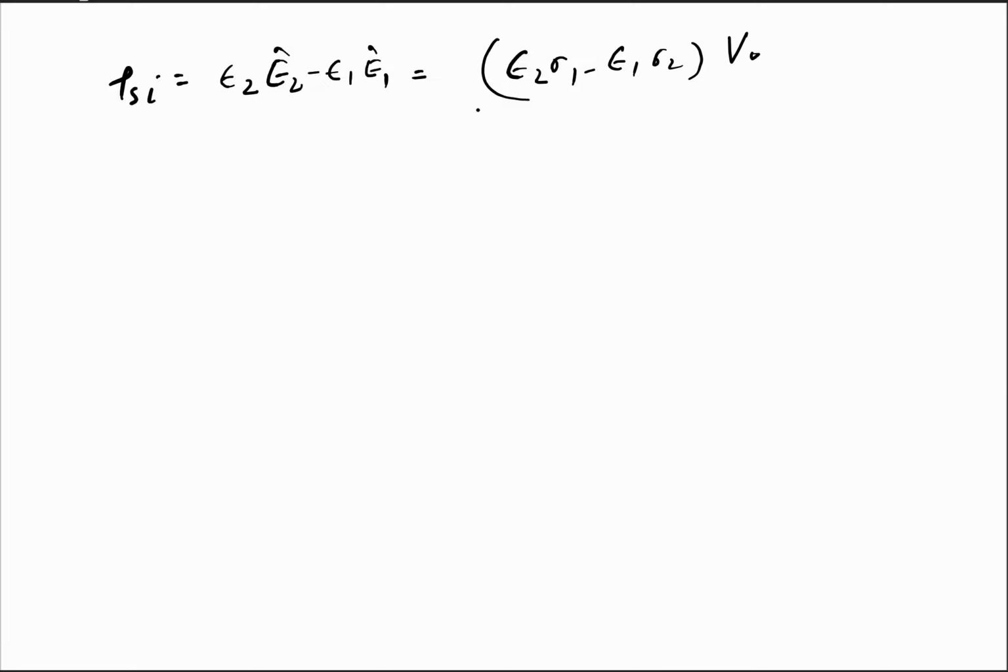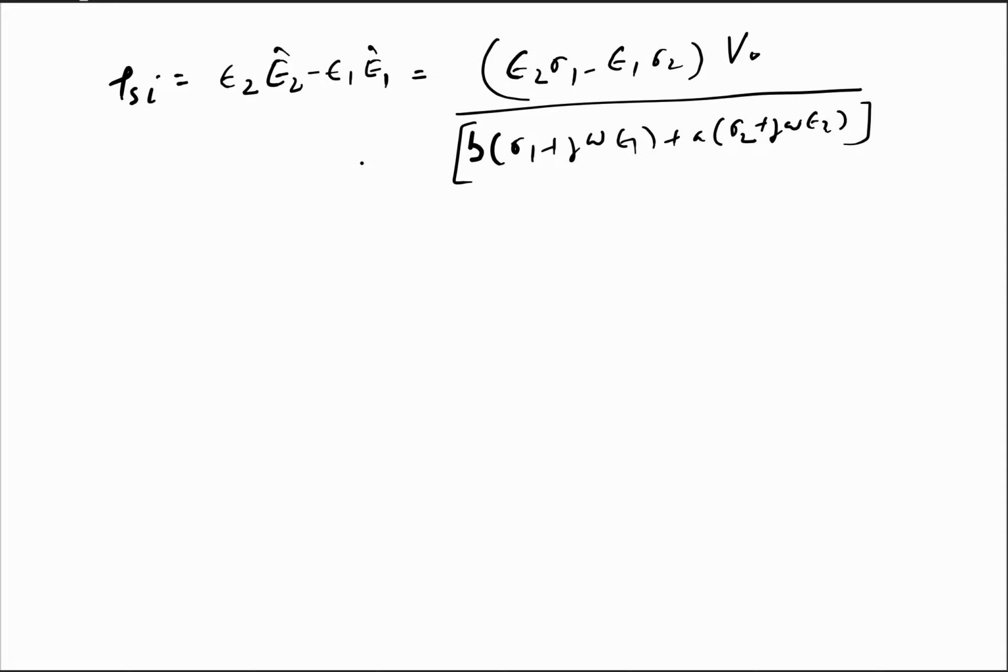Now we will observe that the interface surface charge density ρsi, equal to ε2 E2 minus ε1 E1, will be simply given by (ε2 σ1 minus ε1 σ2) V0 over B(σ1 plus jωε1) plus A(σ2 plus jωε2).